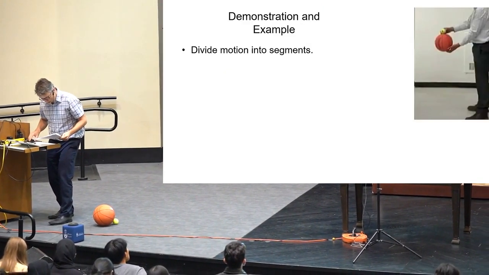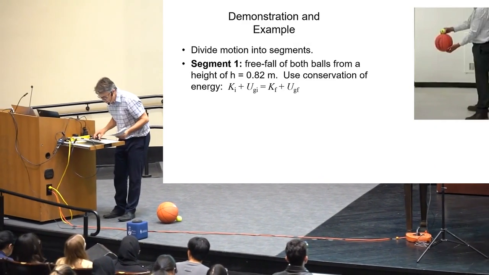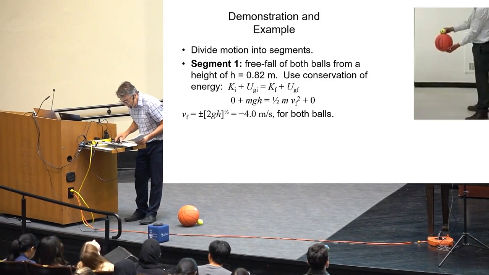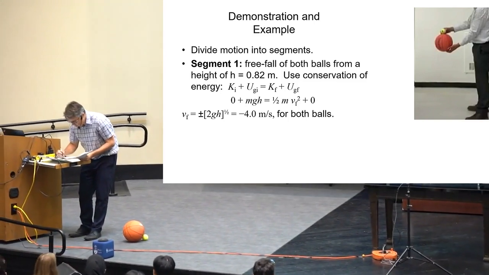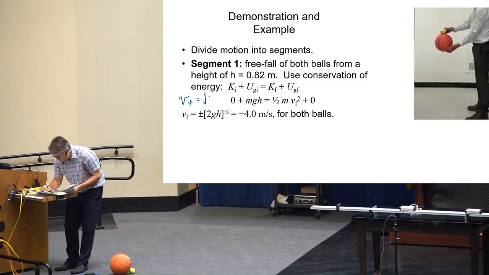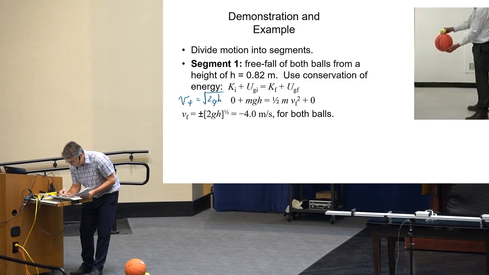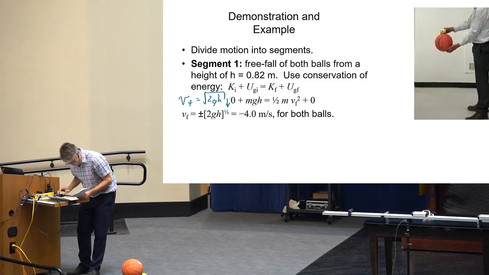So you're dividing the motion into segments. I think the free fall things you guys can do, you can use conservation of energy or whatever way you want to do it. You end up with the square root of 2gh, the final of segment 1. You guys know it. That's a square root thingy, and it's going to be down.